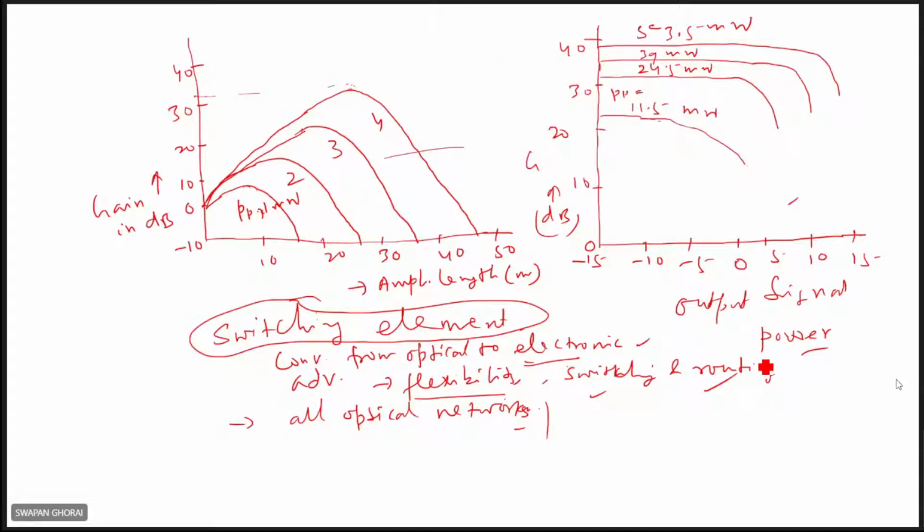But the disadvantage is that once you do the conversion, the speed will be less. Once you do any conversion, delay will be there. Switching means speed is the most important aspect for any kind of switching. So the trend is to get all optical switching, just like all optical amplifiers. For high speed networks, you need all optical switching. So let us see what switching elements can be used in the optical domain. At present, most of the switches are operated in the electronic domain after optical to electrical conversions.